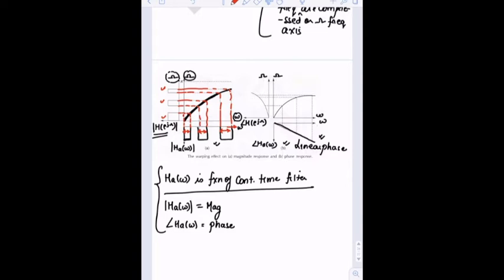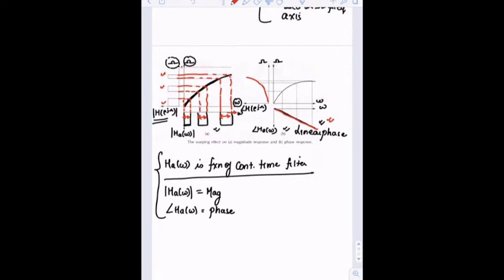Now the same is the effect on the linear phase. If this is a linear phase, then by mapping we will get the phase of the discrete system as non-linear. So this is the effect of frequency warping that will take place.